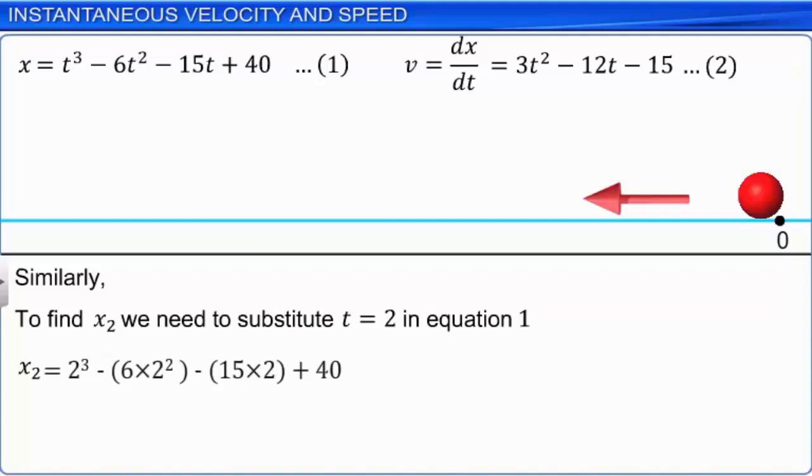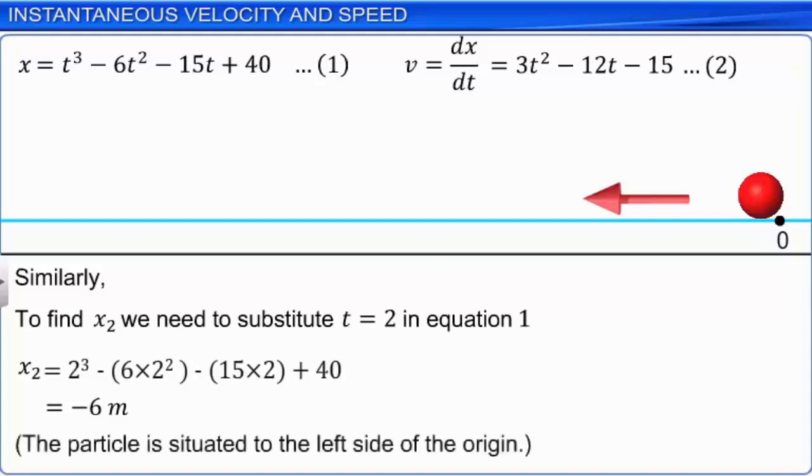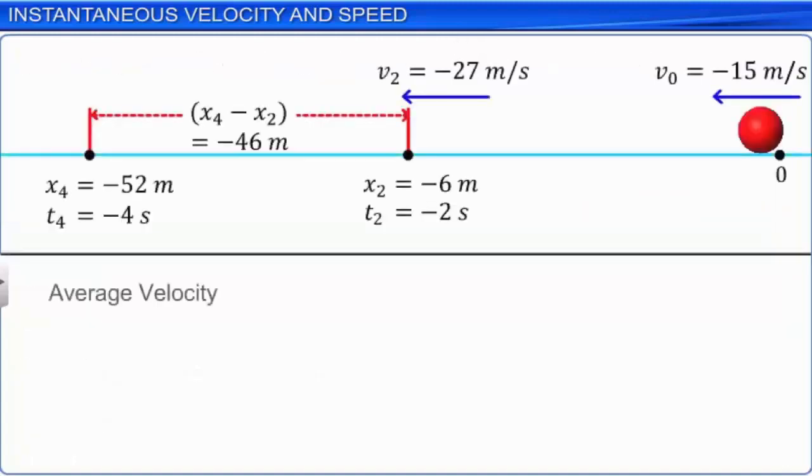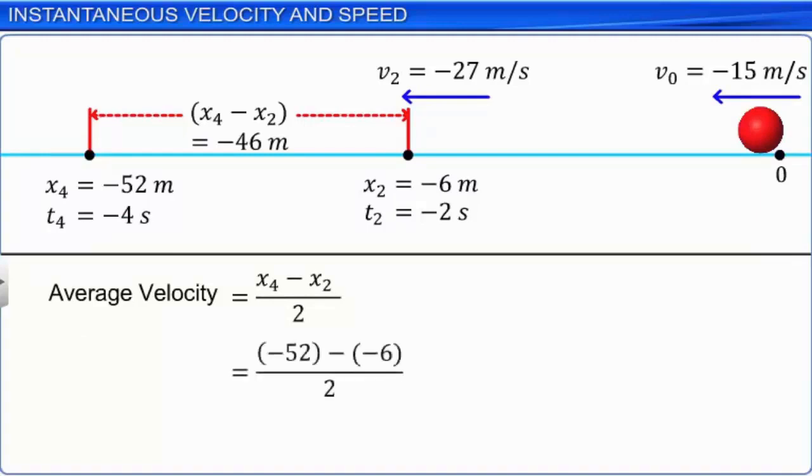Average velocity is equal to (x4 minus x2) by 2, which is (minus 52 minus of minus 6) by 2, equal to minus 46 by 2, which is equal to minus 23 meters per second. Therefore, the average velocity between t is equal to 2 seconds and t is equal to 4 seconds is minus 23 meters per second.